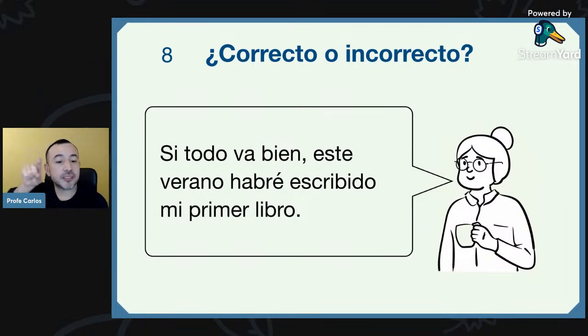And that little expression there, si todo va bien, I would say adopt it because it's a nice way to say, if everything is okay, something will happen. So, si todo va bien, mañana iremos al cine. Si todo va bien, el próximo año compraré una casa, etcétera, etcétera.